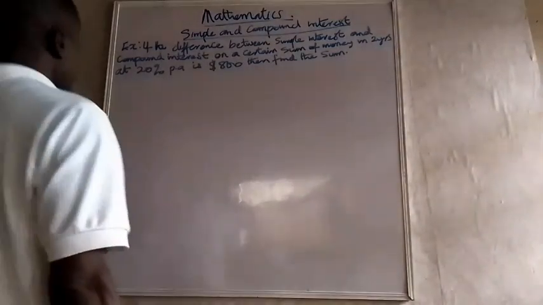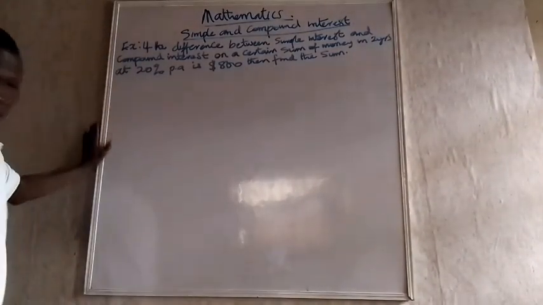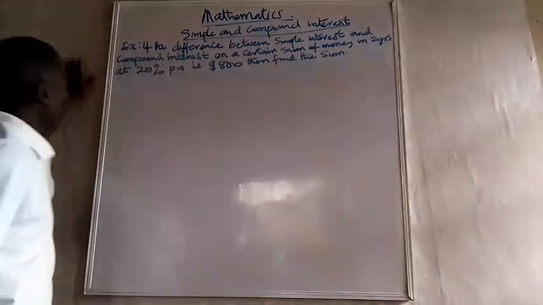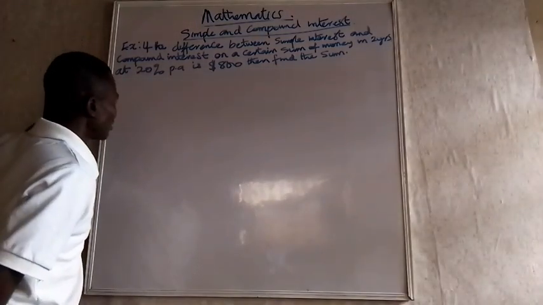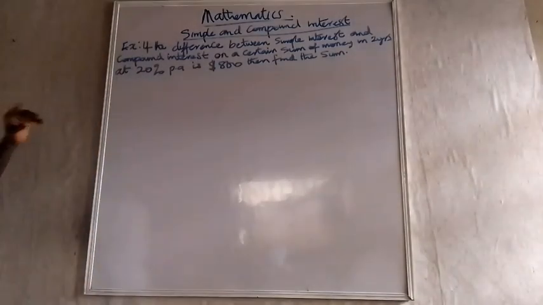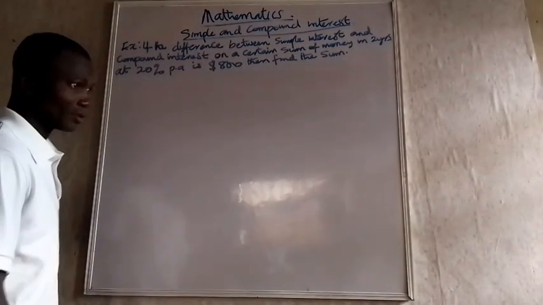Now let us try to solve some questions under simple and compound interest, so as to enhance our understanding of the topic. Now let's look at this question. If the difference between simple interest and compound interest on a certain sum of money in 2 years at 20% per annum is $800, then find the sum.